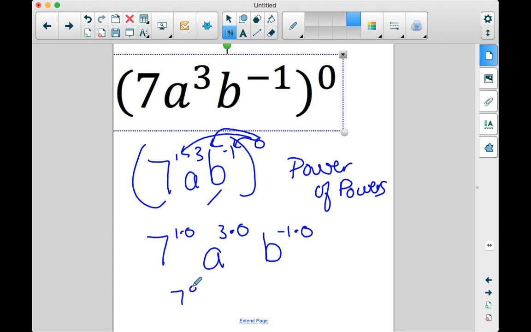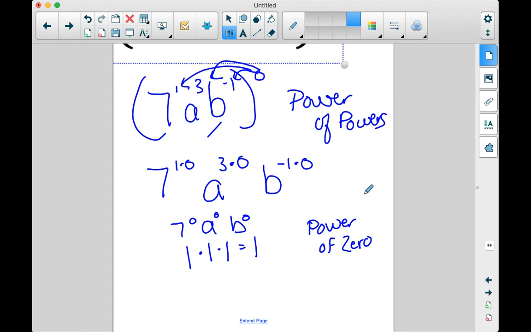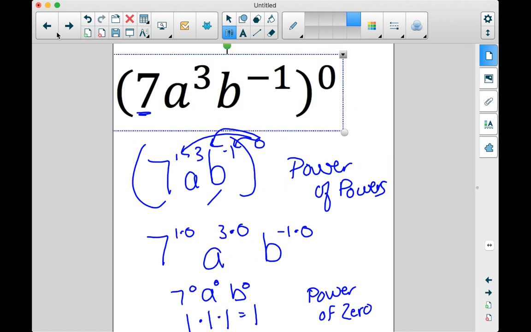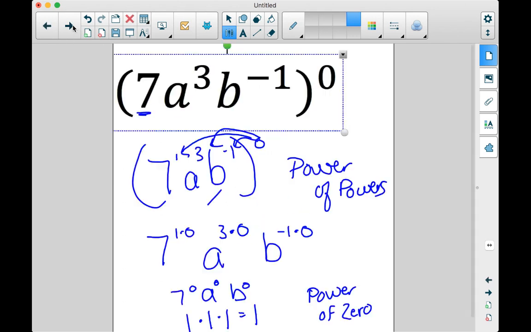So then I get 7 to the 0, a to the 0, b to the 0. When I work that part through and expand it down, 7 to the 0 is 1, a to the 0 is 1, b to the 0 is 1, so that is all 1 because of the power of 0. So that's my power of 0. So going back now, whenever you're dealing with these coefficients, you are thinking about the coefficient as its own base. Your examples should now be the ones that were seen throughout this lesson.